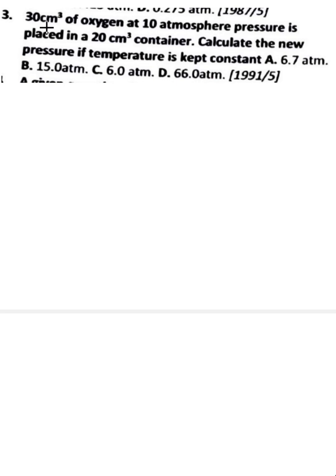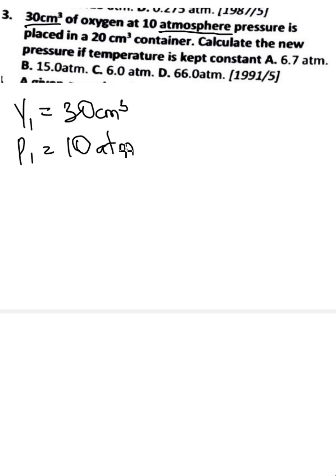It says 30 cm cube of oxygen. Cm cube is volume, so this is the initial volume. You say V1 is equal to 30 cm cube of oxygen at 10 atmosphere pressure. Take note that I told you ATM, atmosphere, is the unit for what? Pressure. So our P1 here becomes 10 atmosphere.